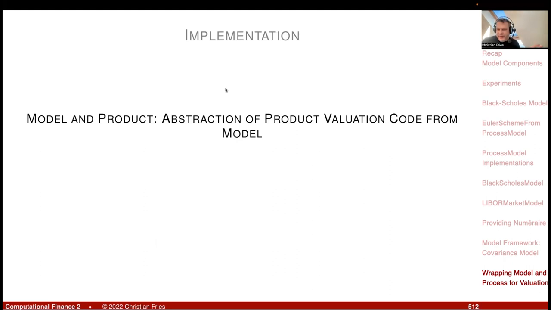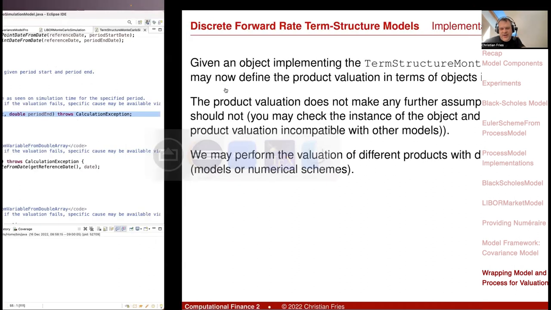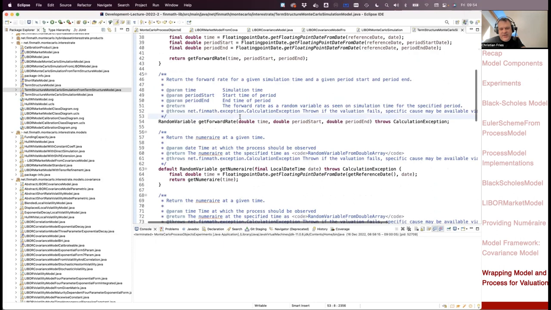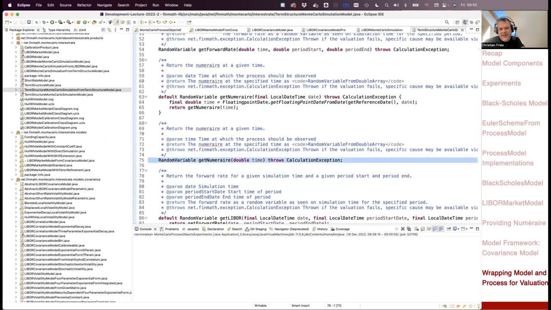Abstraction of product valuation code from the model was the next step we did. I have an interface that just provides the forward rate and the numeraire. And now we could forget about what model was used. We could even forget about whether it is a short rate model or a discrete term structure model. We just provide forward rates and numeraire and can value different products. So this is my interface, term structure Monte Carlo simulation. I can write any valuation code in terms of these two functions: give me the forward rate and give me the numeraire.